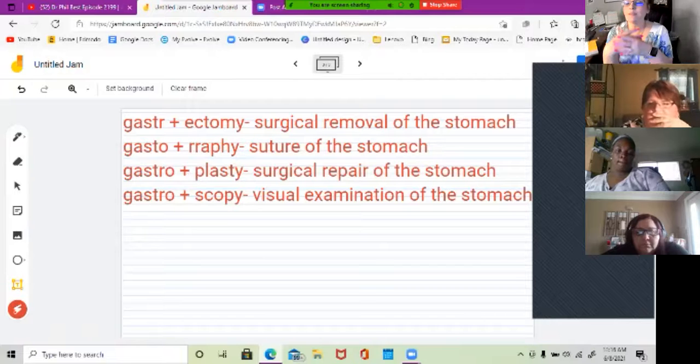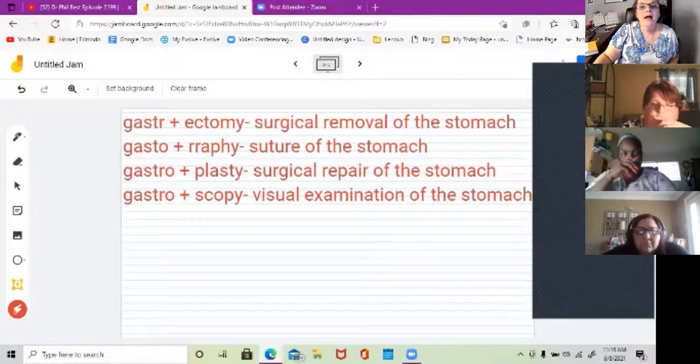Now, I know these seem simple as we're talking about them, but we're going to take these words and we're just going to grow and grow them. So this is kind of just our starting out point.